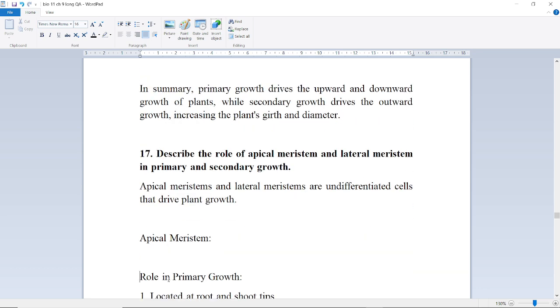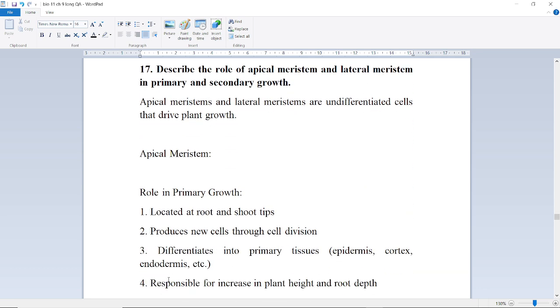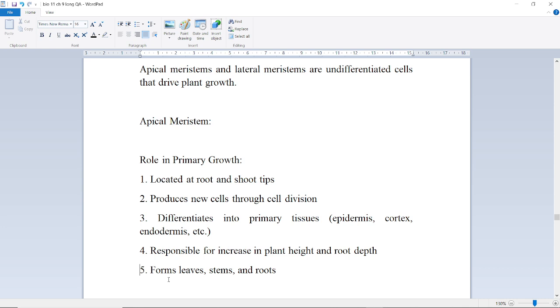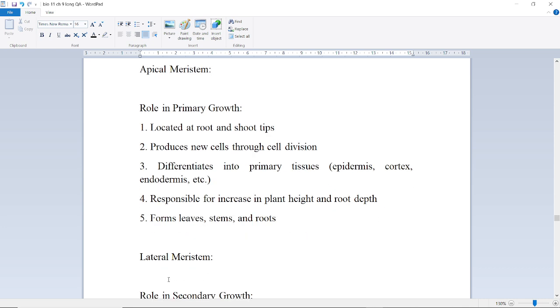Next question is: describe role of apical meristem and lateral meristem in primary and secondary growth. Apical meristem and lateral meristem are undifferentiated cells that drive plant growth. First of all, we see apical meristem. Role in primary growth. Located at root and shoot tip, produce new cells through cell division, differentiate into primary tissue, epidermis, cortex, endodermis, responsible for increase in plant height and root depth, forms leaf, stem, and root.